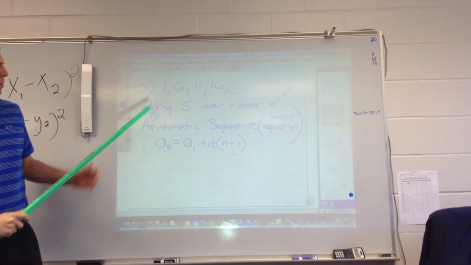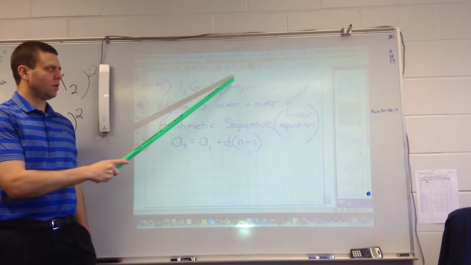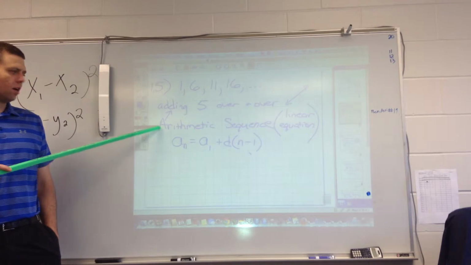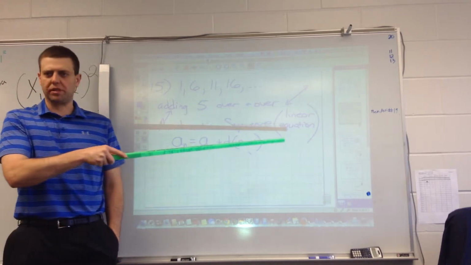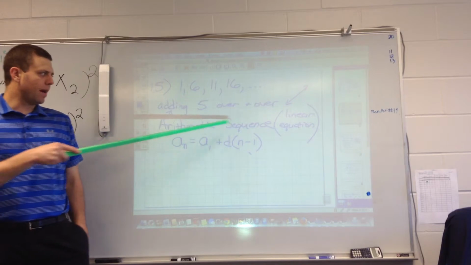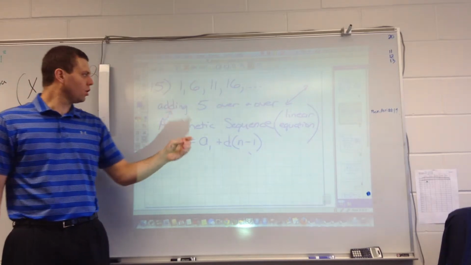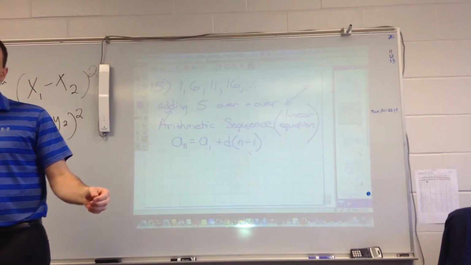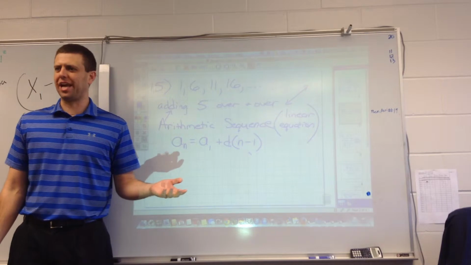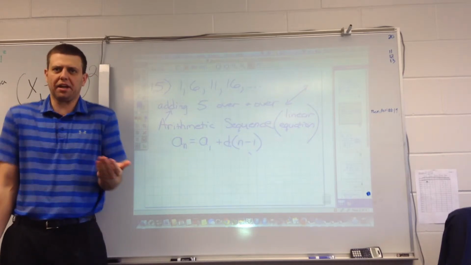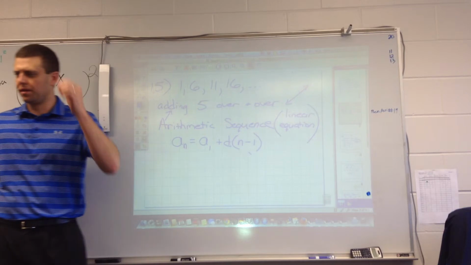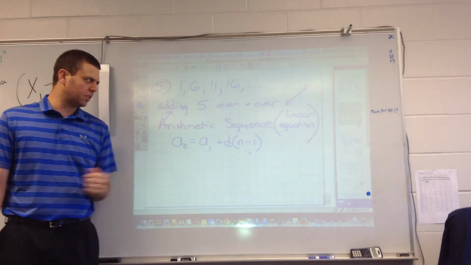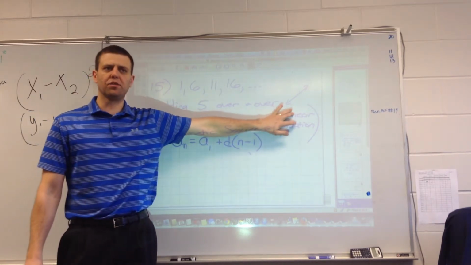So when you see a pattern of numbers where they're adding the same number over and over again, first of all, it's called an arithmetic sequence. An arithmetic sequence is when you are adding the same number over and over again. And if it was subtracting, you're still actually adding, right? Because subtracting is really adding what? Negative numbers. So anytime you're adding the same number over and over again, we call it an arithmetic sequence. And I like to think of it as a linear equation.